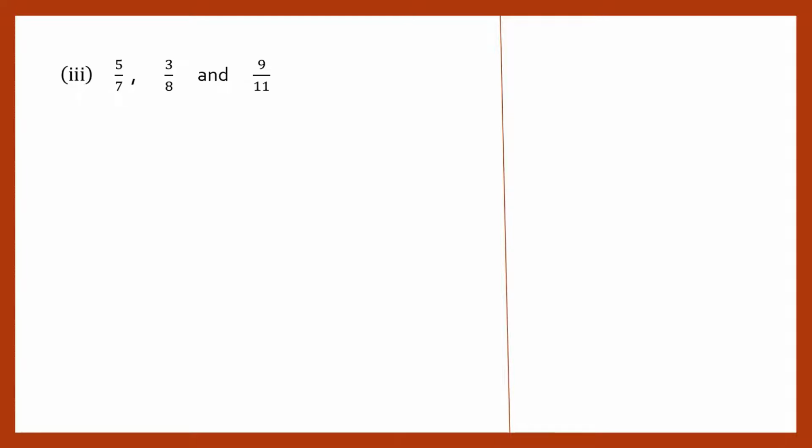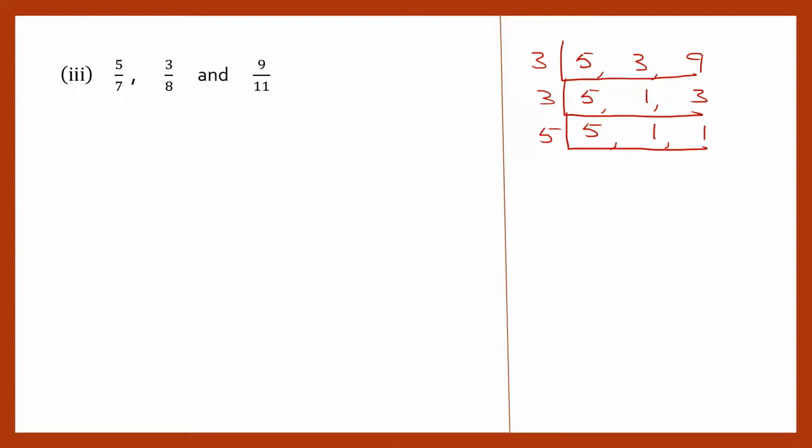So let's find the LCM of 5, 3 and 9. So we'll use 3 here. I bring down 5. 3 ones are 3, 3 threes are 9. 3 again. 5, 1 and 1. Then I go on to 5, 1, 1 and 1. So let's find the LCM. 3 into 3 into 5. So we have 3 threes are 9. 9 into 5 is 45. So the LCM is 45, which is a much smaller number, isn't it?